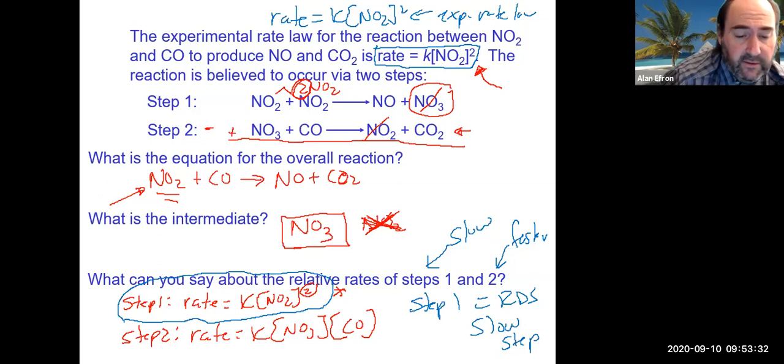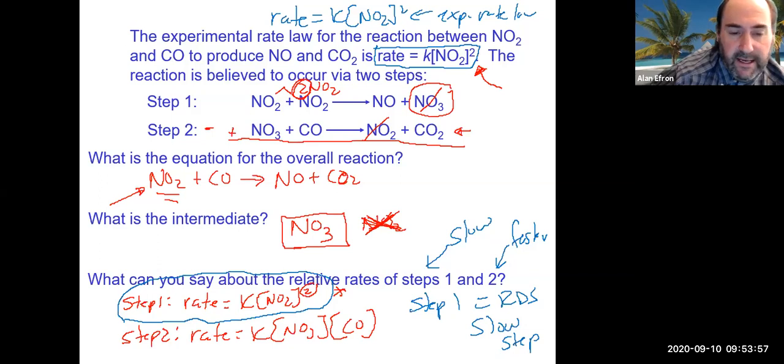So in terms of the relative rates of step 1 and 2, like the last question was asking, step 1 should be slower than step 2 in this mechanism. Again, because step 1 has the same rate law as the one found experimentally, which means that should be the slow step in the mechanism. Any questions on any of that stuff that we talked about at the end there?